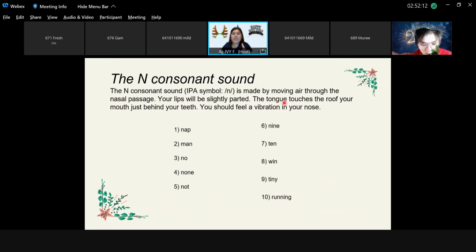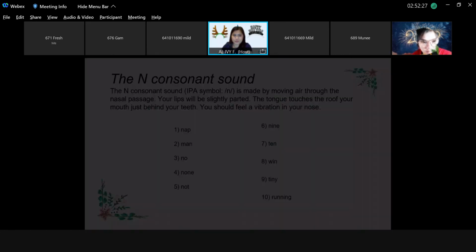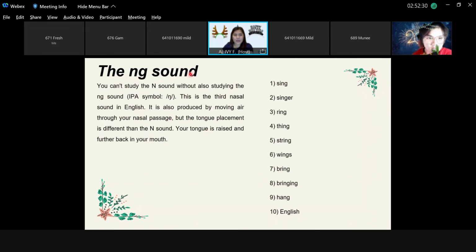Okay, remember, your tongue touches the roof of your mouth just behind your teeth. And you should feel the vibration in your nose in saying the sound. Now, the next sound. You cannot study the sound without also studying the sound IPA from the word sing. So this is the third nasal sound in English. Okay, it is also produced by moving air through the nasal passage, but the tongue placement is different. Your tongue is raised and further back in your mouth.